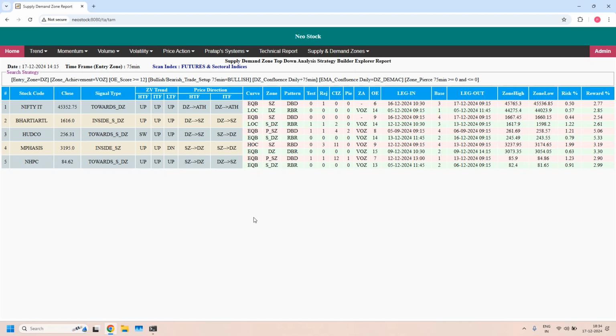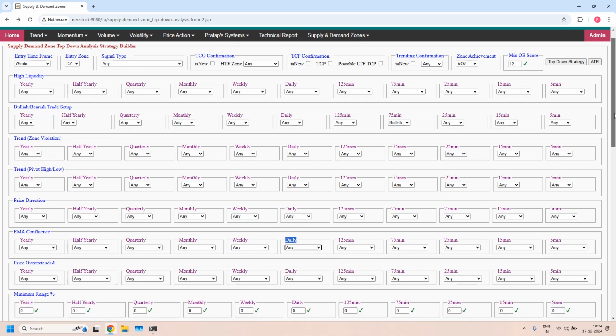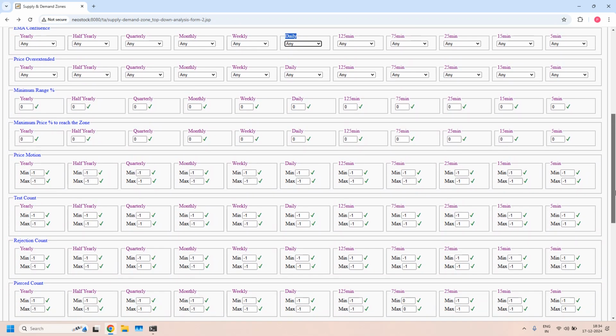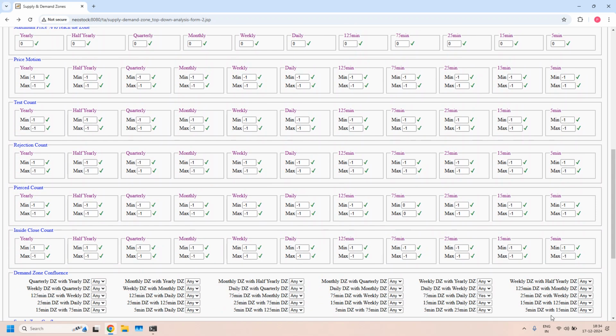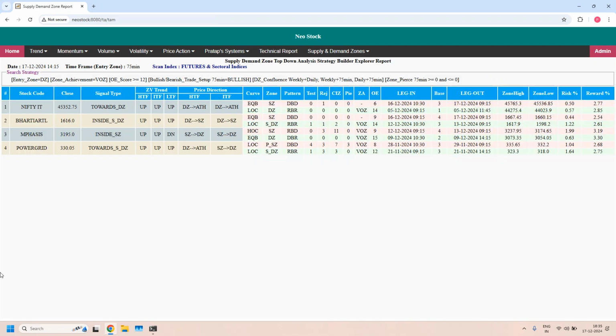Next, LTF, ITF, HTF demand zone confluence. So I'm removing this EMA filter. That is 75 minutes, daily and weekly demand zone confluence. 3 filters we have to set. First filter is already enabled, 75 with daily. Next, 75 minutes demand zone with weekly demand zone confluence. Daily demand zone with weekly demand zone confluence. With all the 3 filters, LTF, ITF, HTF, demand zone confluence, we got 4 stocks.